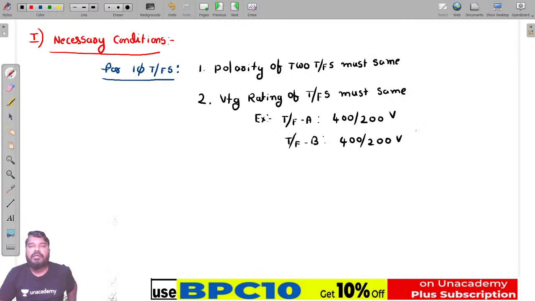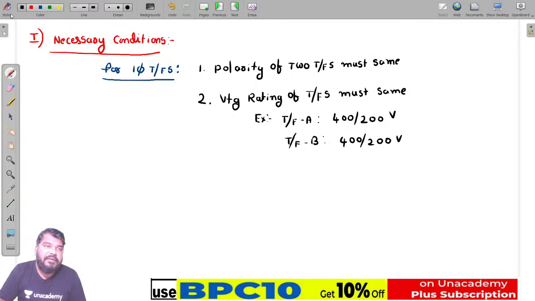If this is not satisfied, what will happen? A circulating current flows between the primaries or secondaries of the two transformers, which may damage the windings of the transformer. That's why the voltage rating of the two transformers must be the same. All of it clear now? For single phase transformers, these are the conditions.